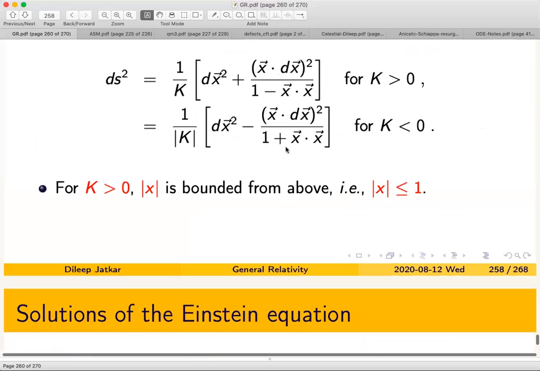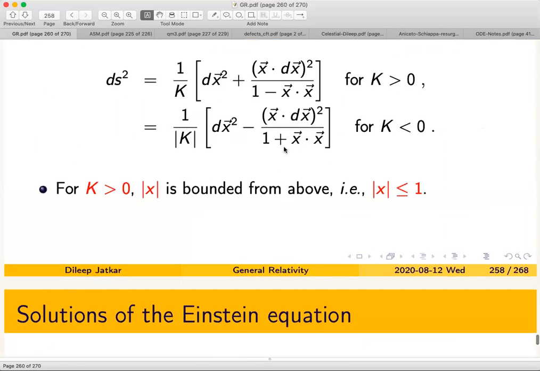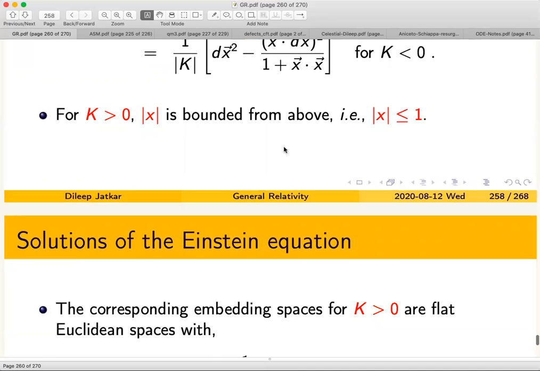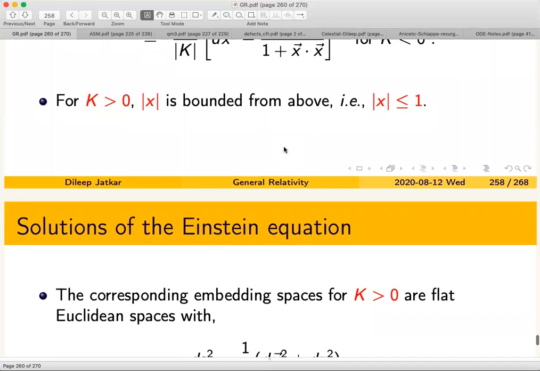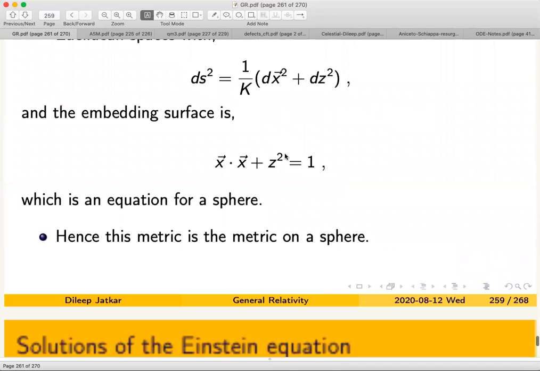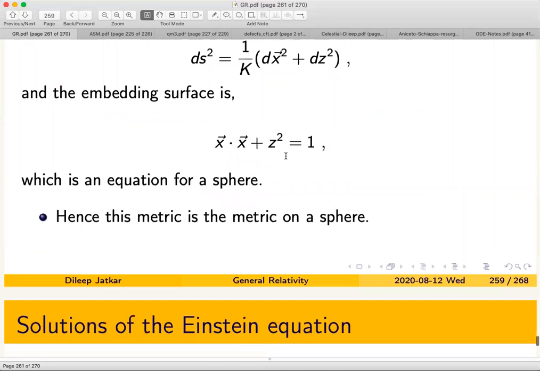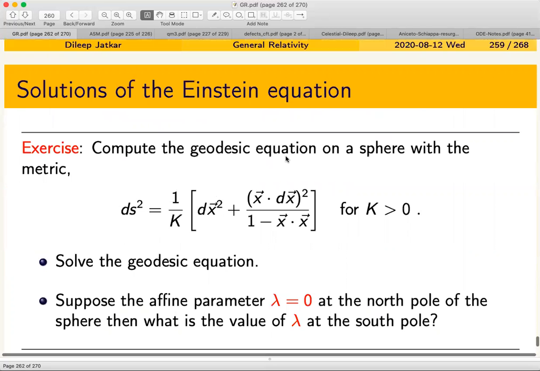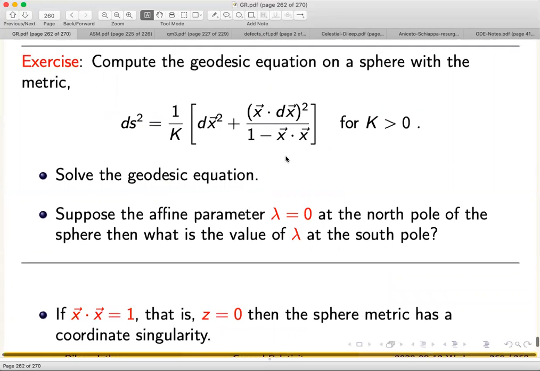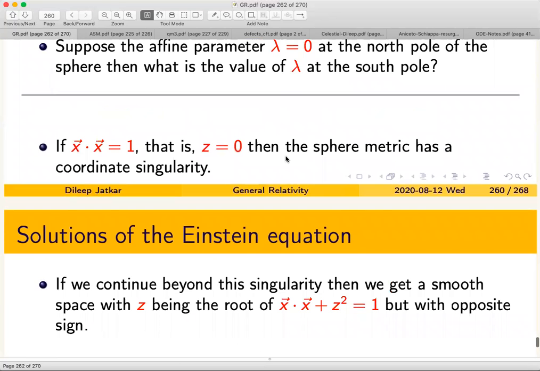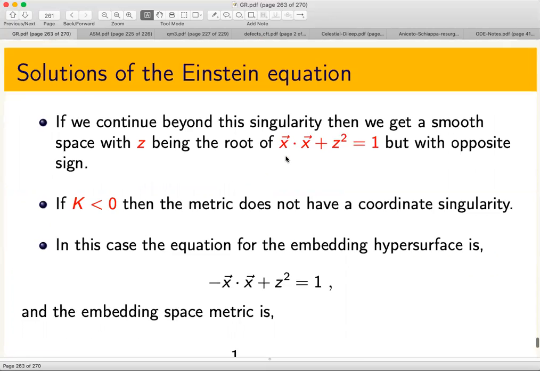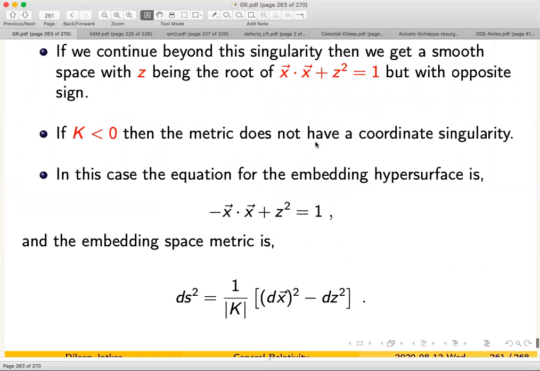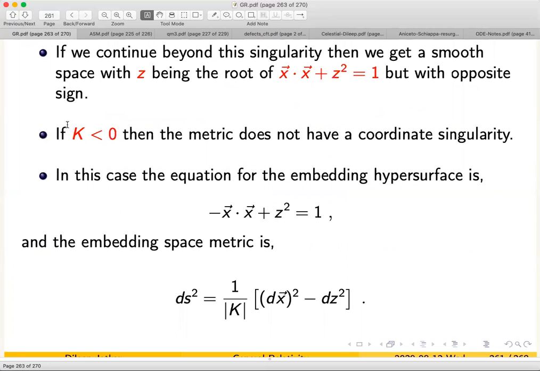Because of this, there is no coordinate singularity anywhere. X dot x is always positive because it's kind of the mod square of the vector. So this geometry with k less than 0 has nothing special happening at any point for any value of x. Good. So we could ask the question: what is the embedding surface for this space for k less than 0? And the answer is this equation.